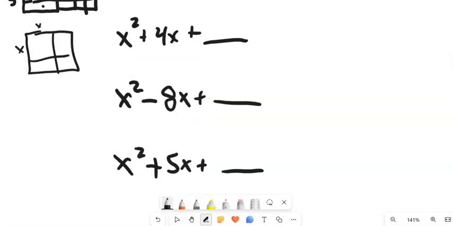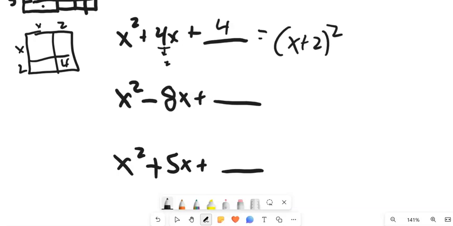I've got my x's, and 4, I need to cut that in half, right? Because I need 2 of them here, 2 of them here for 4 total. What would go here? 4. So that would be plus 4. And then I could write this as x plus 2 squared, right? x plus 2 times x plus 2.